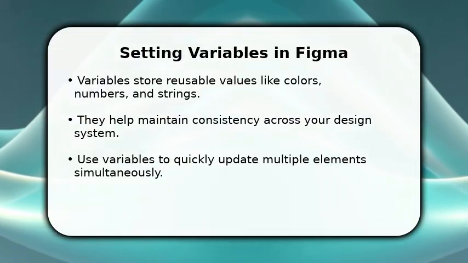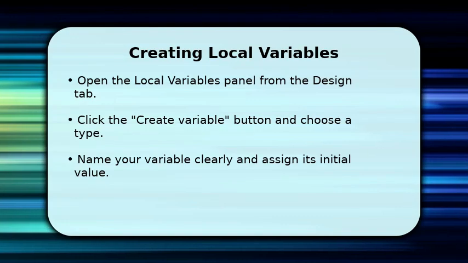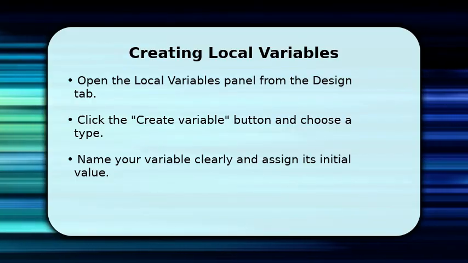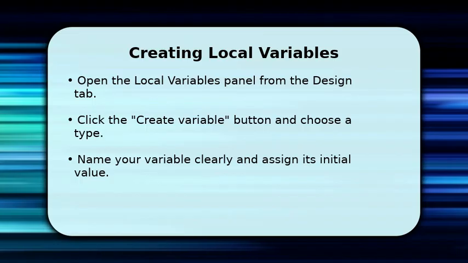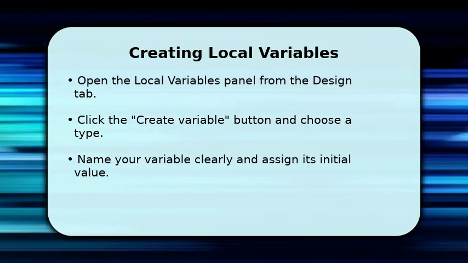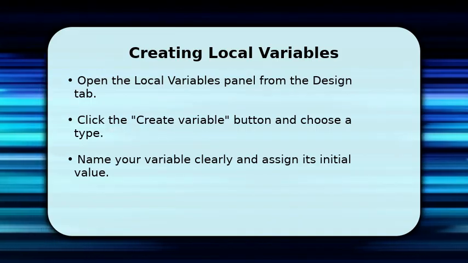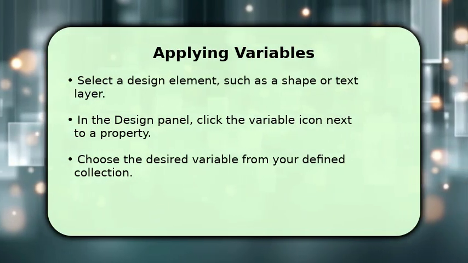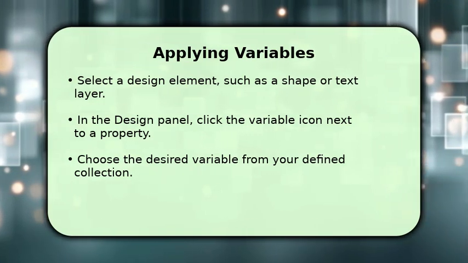both flexible and efficient. To begin, open your Figma file and navigate to the Design tab in the right sidebar. Look for the Local Variables section and click the plus icon to open the panel. Here, you will find a button labeled Create Variable. Click it and select the type of variable you wish to create, such as color, number, or string. Give your new variable a descriptive name and set its initial value, for example, a specific hex code for a color. Once your variables are defined, applying them to your design elements is straightforward.